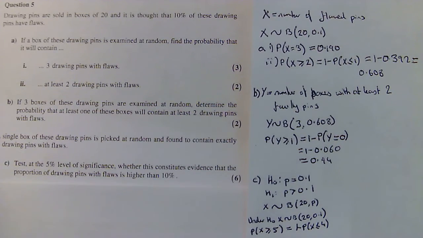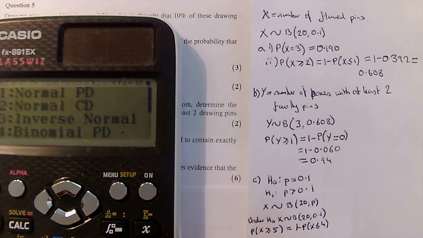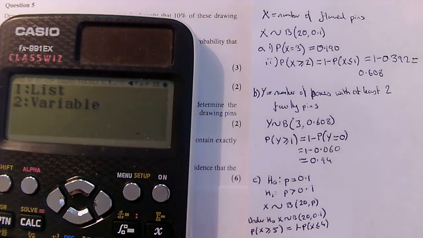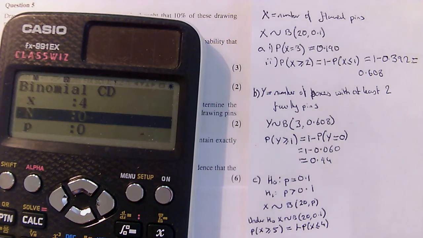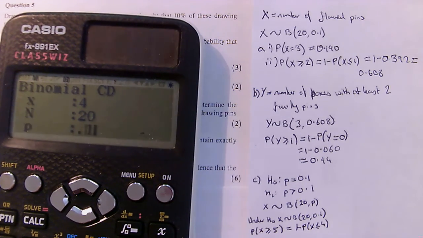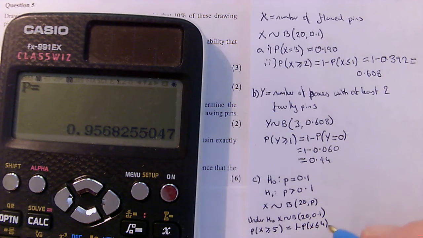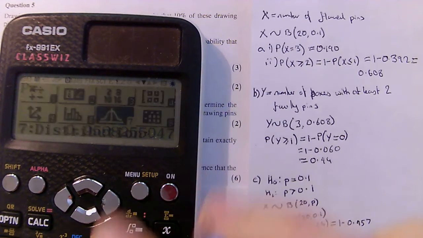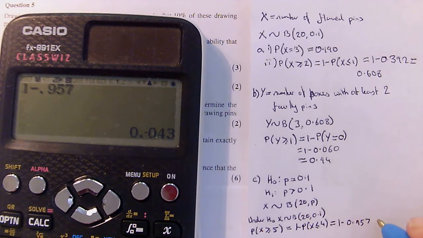So let's go back on our calculator to our binomial cumulative distribution. So we're going back to binomial CD. We're looking at a variable, and here I've got x is equal to 4, n equals 20, p is 0.1, and it gives me an answer of 0.957. 1 minus 0.957 gives me 0.043.